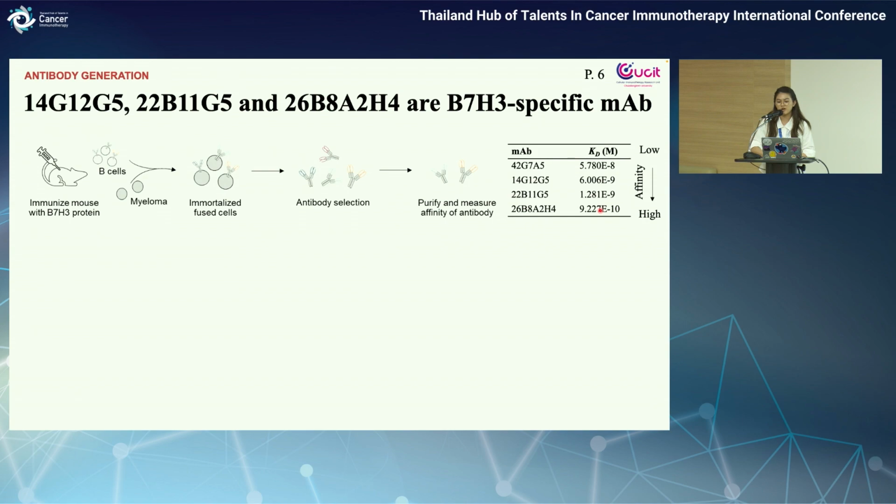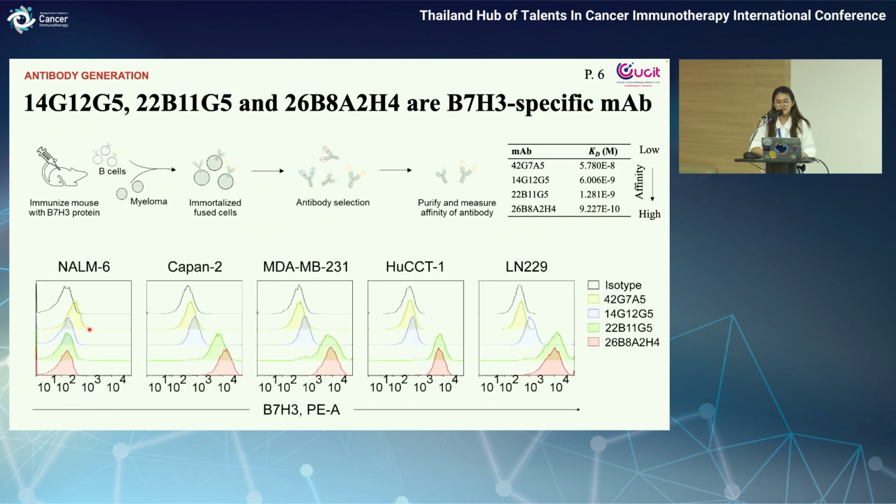To test their binding to tumor surface antigen, we stained B7H3 positive cancer cells with these novel monoclonal antibodies and analyzed them through flow cytometry. In this figure, the novel antibody clone 7A5 shows non-specific binding with NAM6, which is a B7H3 negative cell, but clone 12G5 and especially the high affinity clones 11G5 and 2H4 show specific binding only to the B7H3 positive cell line.